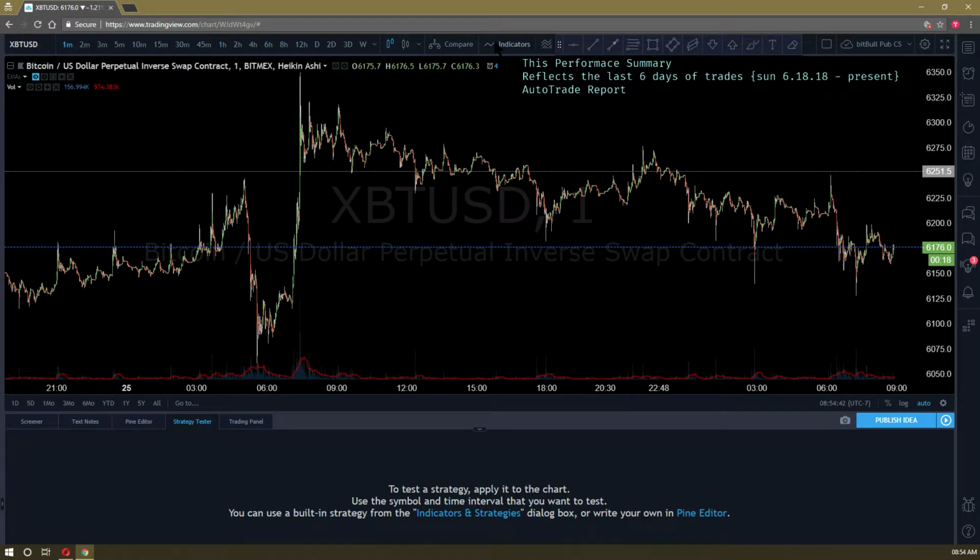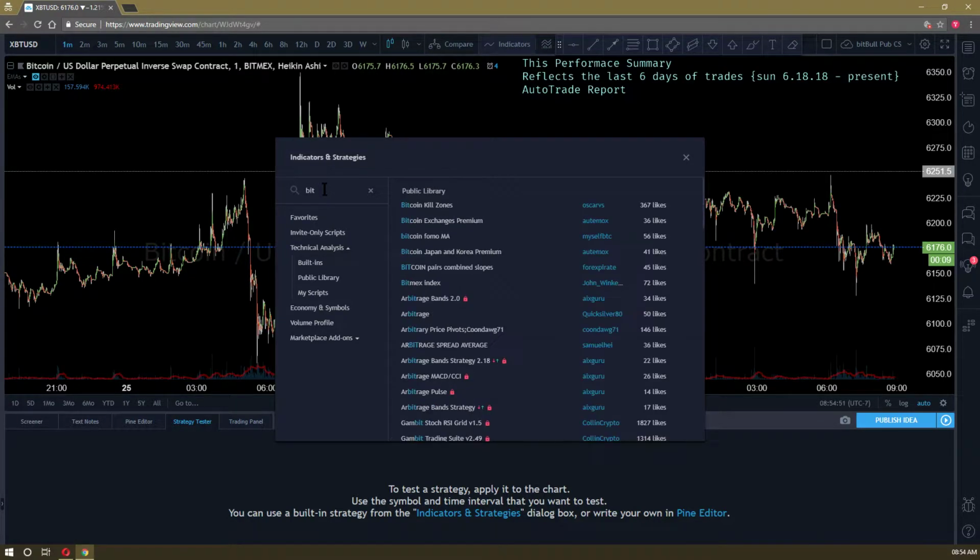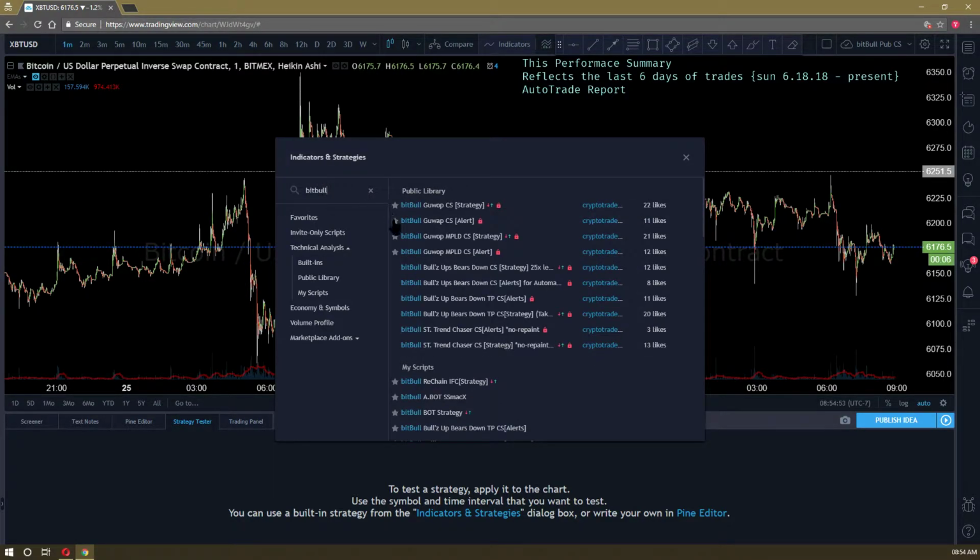Okay, so let's add these two indicators. How do you do that? You go in here. Once you've been given access, simply type in bitBull, and you're going to see all my bitBull strategies: GUWAP, bulls up, bears down, and now bitBull Trend Chaser CS, in the public library. What I need to make sure I do right is pick the one that says CS.